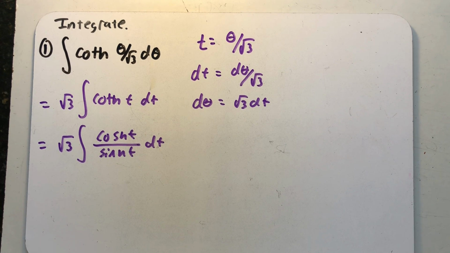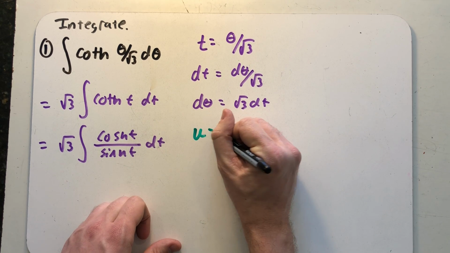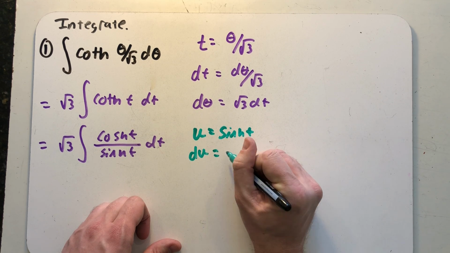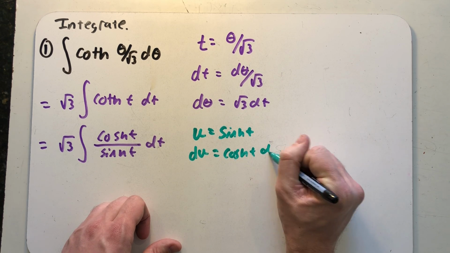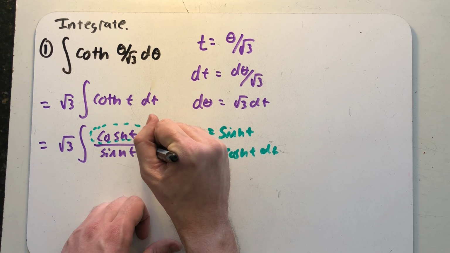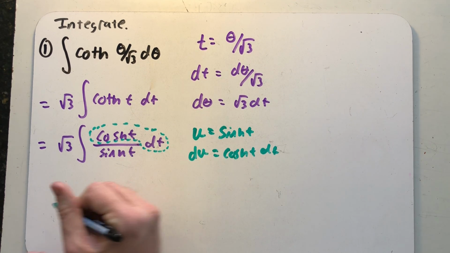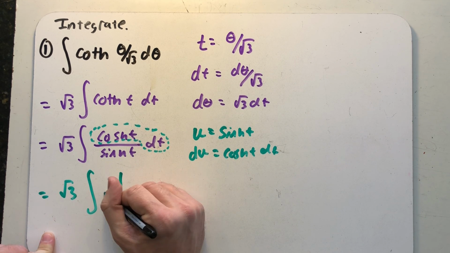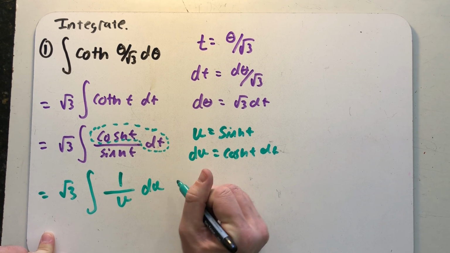So the hyperbolic cotangent function is cosh over sinh, and now I think I see what I can do. I'm going to do one more substitution. I'm going to let u equal the sinh of t. du is then cosh t dt, and so I see the entire expression for du here. So I have root 3, and this is going to be 1 over u du, and I'm ready to find an antiderivative.